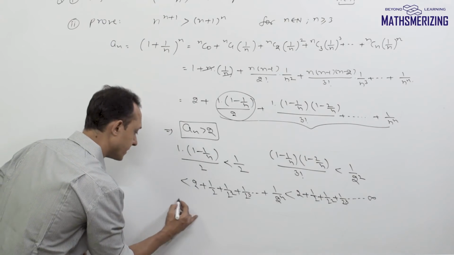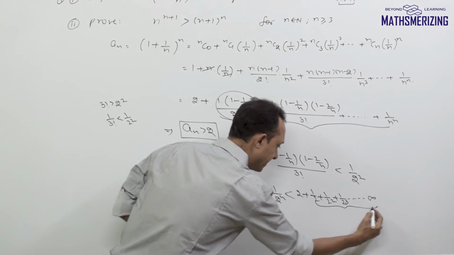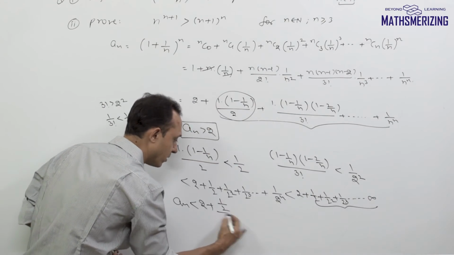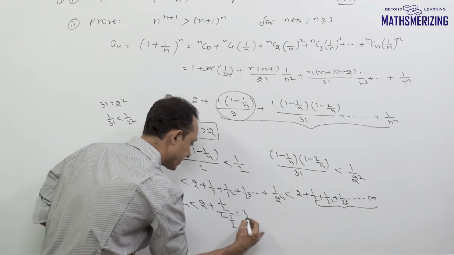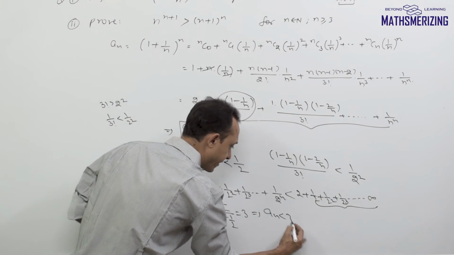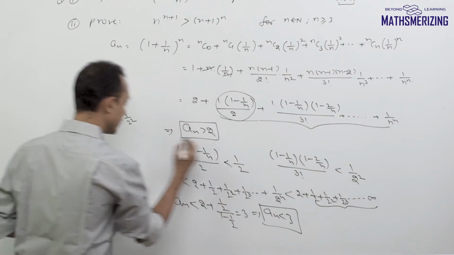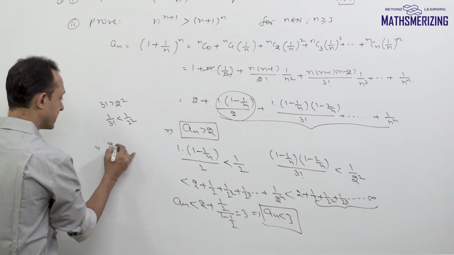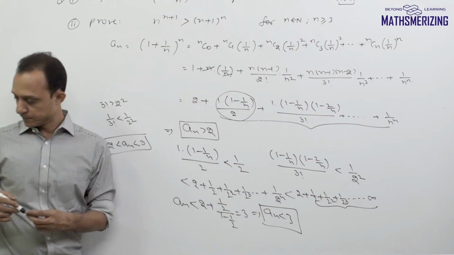So I can say this an should be less than 2 plus, now it's an infinite GP. First term is A, which is 1 by 2 upon 1 minus R. Value of R is again 1 by 2. So this value is 3. So from here we can say the value of AN should be less than 3. So combining the two given conditions, I can simply say the value of this AN will lie between 2 and 3.